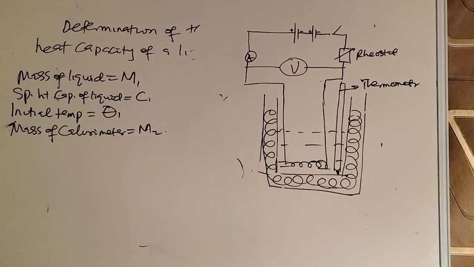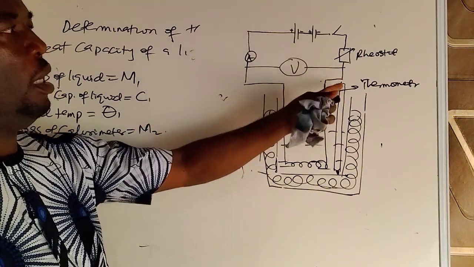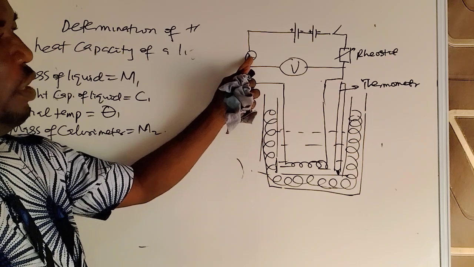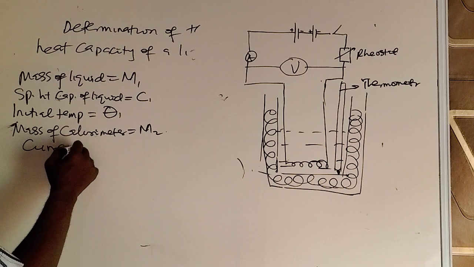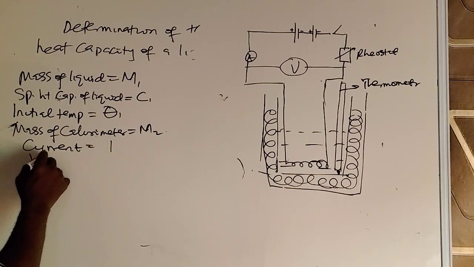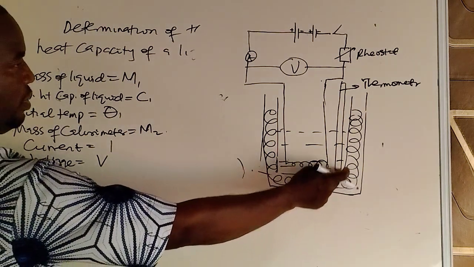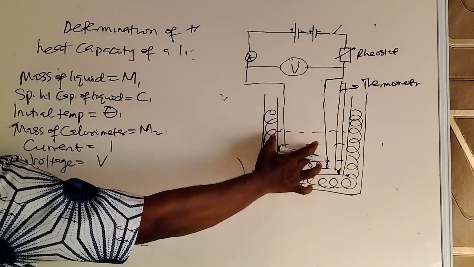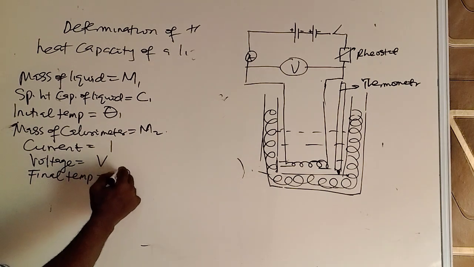So having done that, we now pass current into this, close the key and adjust the rheostat to a stable current value, and then pass current into the liquid. Let the current passed be equal to I. Let our voltage reading be equal to V, and we'll pass this current for about 10 to 15 minutes. And then we'll take the final steady temperature. When the current has been passed into this liquid for about 10 to 15 minutes, we'll have the final temperature of the mixture, theta 2.